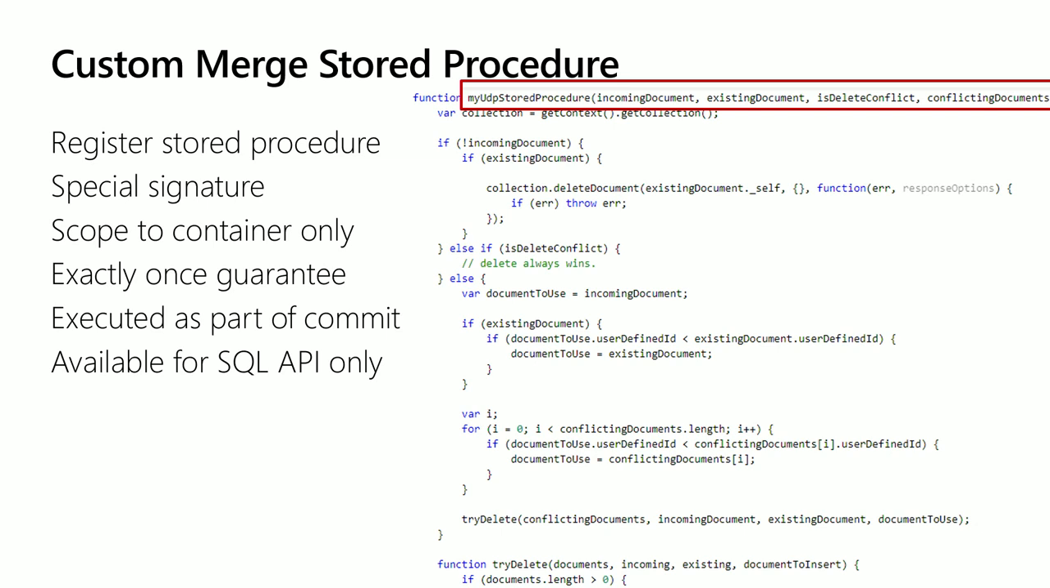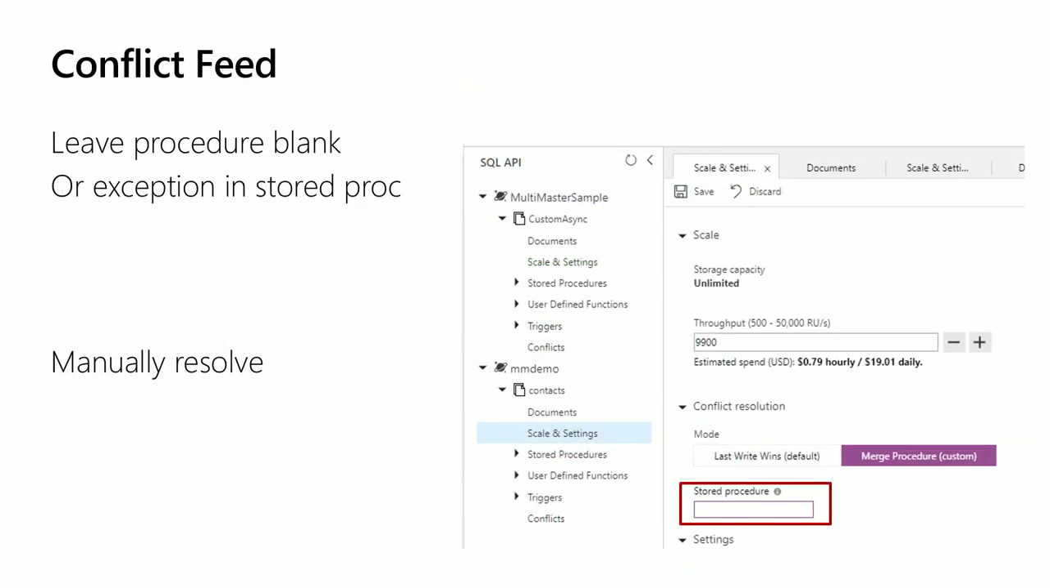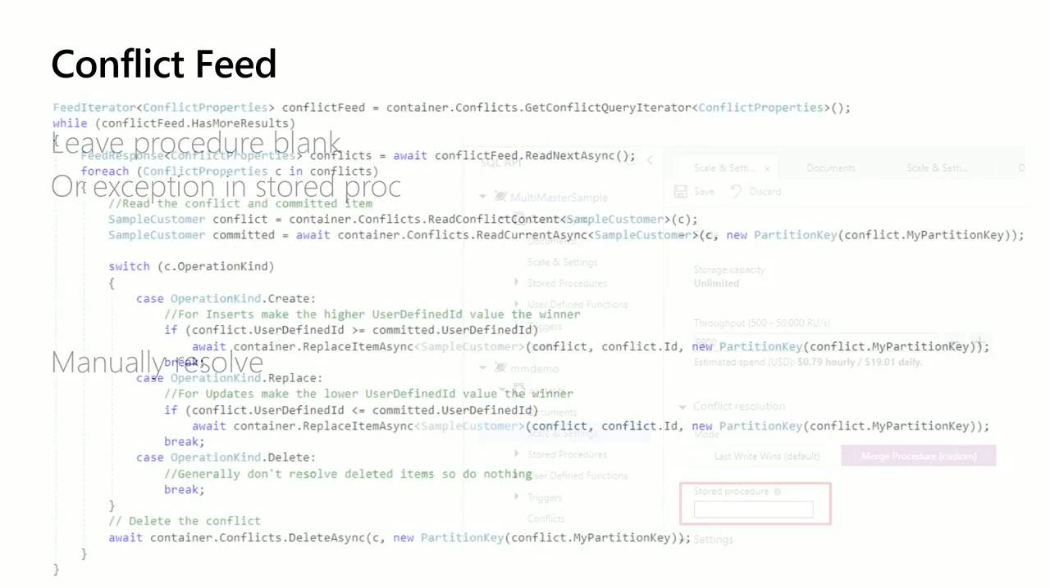Also, of course, because it's a stored procedure, it's for SQL API only, and this is executed as part of the commit. So just like with last writer wins, you do not see an error or notification that any kind of conflict happened. This is all silently managed for you. If it throws an error inside the stored procedure, we will then write that to the conflict feed. So if you're using custom stored procedures, you're going to want to write a little agent to monitor this. Unlike change feed, you have to actually write an app, pull the conflict feed, see if there's any conflicts in there, and then go and process them.